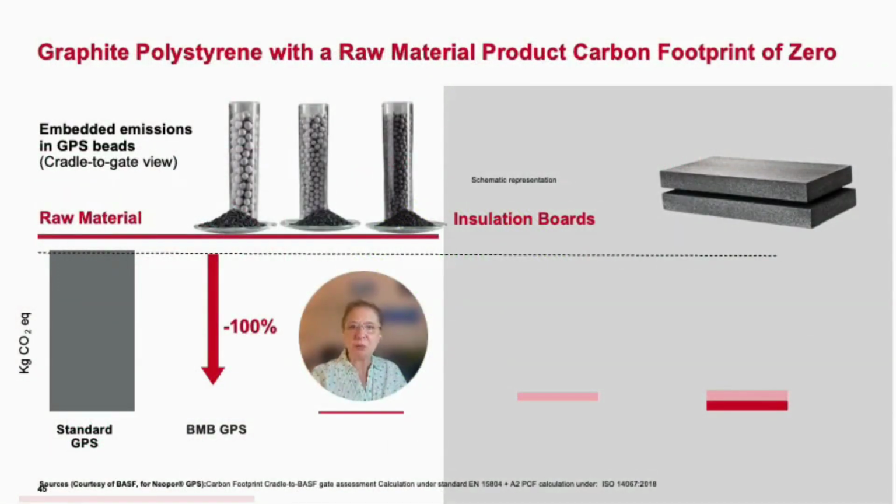Graphite polystyrene with a raw material product carbon footprint of 0. So this is what can happen with this process. You take the embodied emissions of the GPS beads from the cradle to gate perspective, as we discussed, and by incorporating the biomass balance approach, we can actually reduce the embodied carbon by 100%, which makes it a carbon neutral building material.